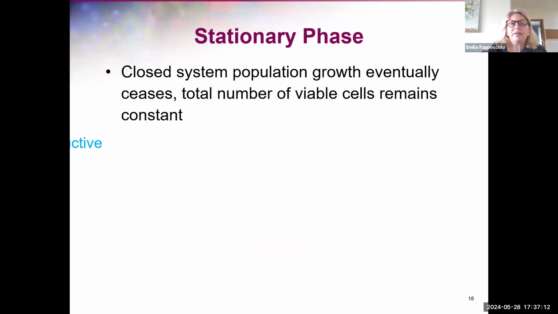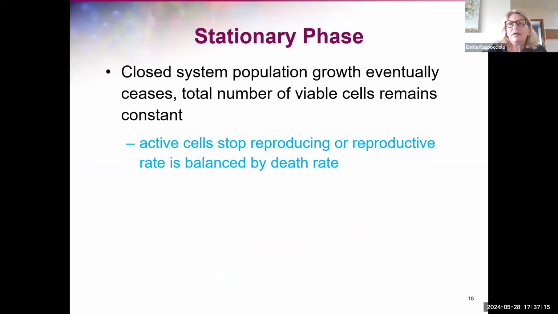In the stationary phase, the number of cells doesn't change. So you have the same total number of viable cells. You remember in that graph, it was living cells, not all cells, but only the viable ones. So the total number of viable cells remains constant, but this doesn't mean that all the cells have stopped dividing. You might have some that are still dividing, but some that are dying, and so the new ones replace the ones that died.